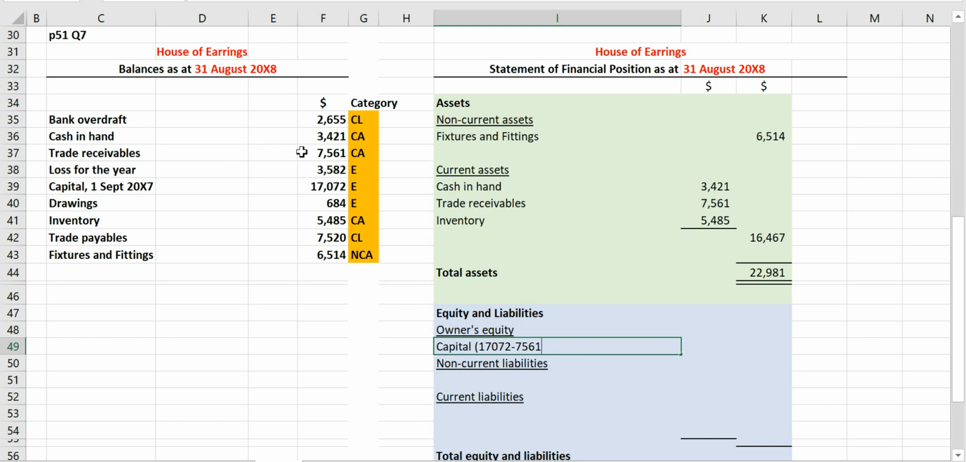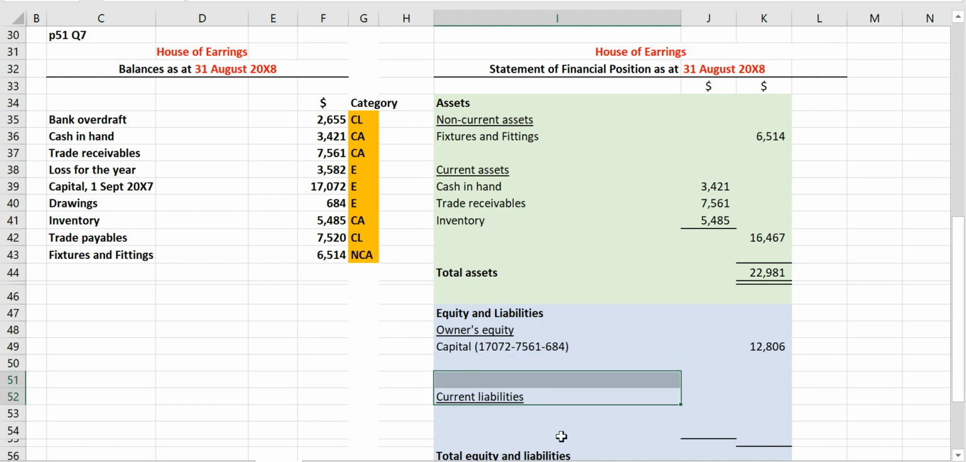And finally, coming to the last item on equity is drawings. Drawings is a reduction of capital, so we subtract $684. Because there's no subtotal to calculate, we will use column K to record this amount. So 17,072, subtract the loss and subtract the drawings, and we have an amount of 12,806. Now for this particular question, we do not have non-current liabilities, so you can remove the category here.